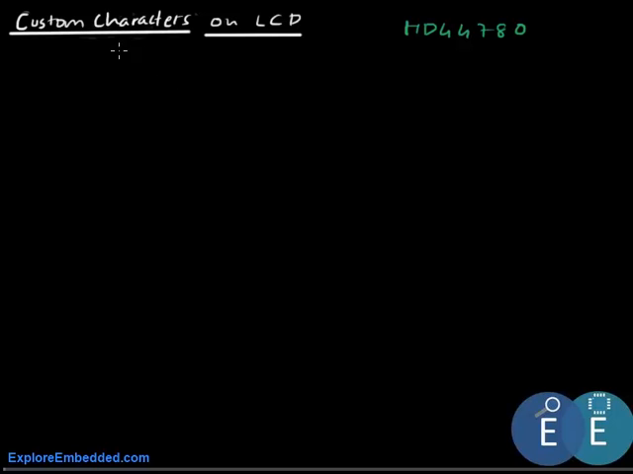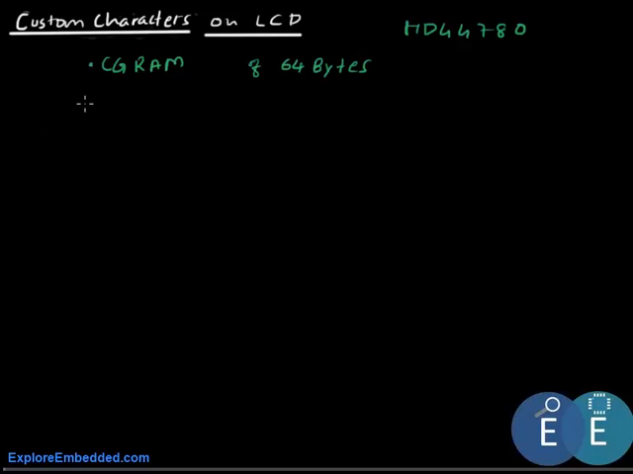Now, before we go ahead and display a custom character on the LCD panel, that character needs to be stored in the custom graphics RAM or the CG RAM. Now CG RAM in HD44780 is of 64 bytes.